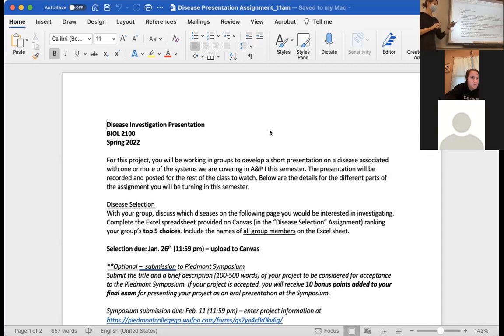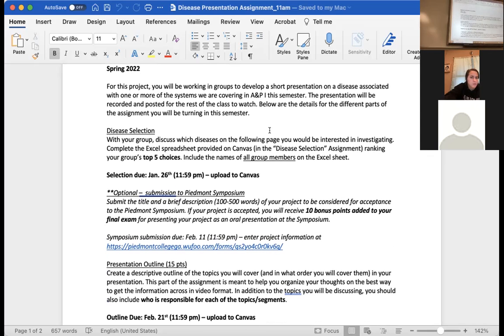The different parts of this: first you're going to select the disease that you want, and I'll show you the list at the bottom. You can pull this up on Canvas if you have a computer. The first part isn't worth any points. You just have to rank your choices. I think I have 11 disease options for you. You just have to rank your top 5. There should be like 6 or 7 groups in here, so hopefully you'll get one of your top 3. That's my goal, unless everyone ranks them almost exactly the same.